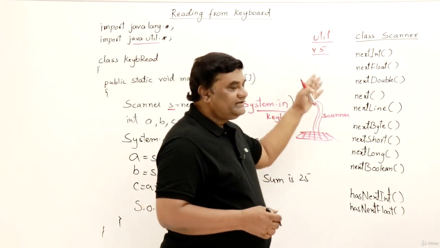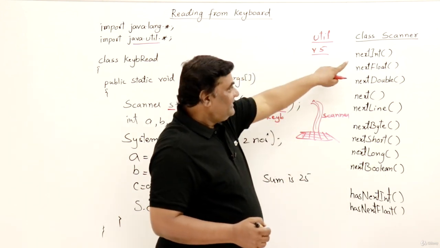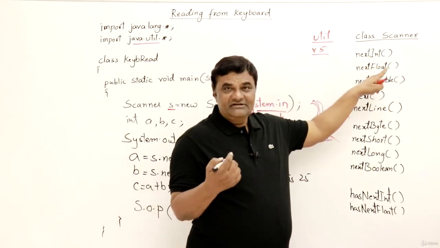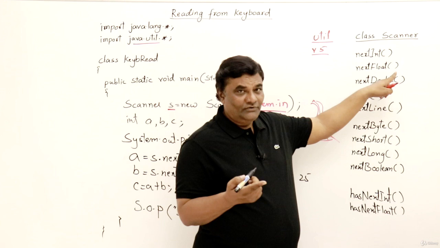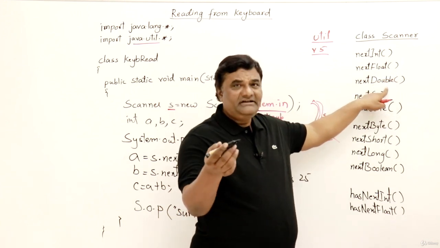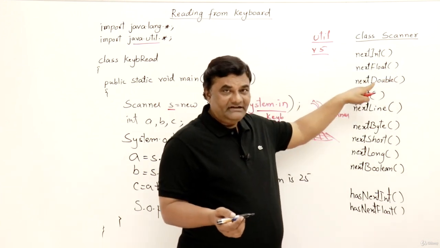So I'll show you what these methods are. nextInt will read an integer. And if you want to read float, say nextFloat or nextDouble. These are the common data types we use. So I have written them in the beginning.